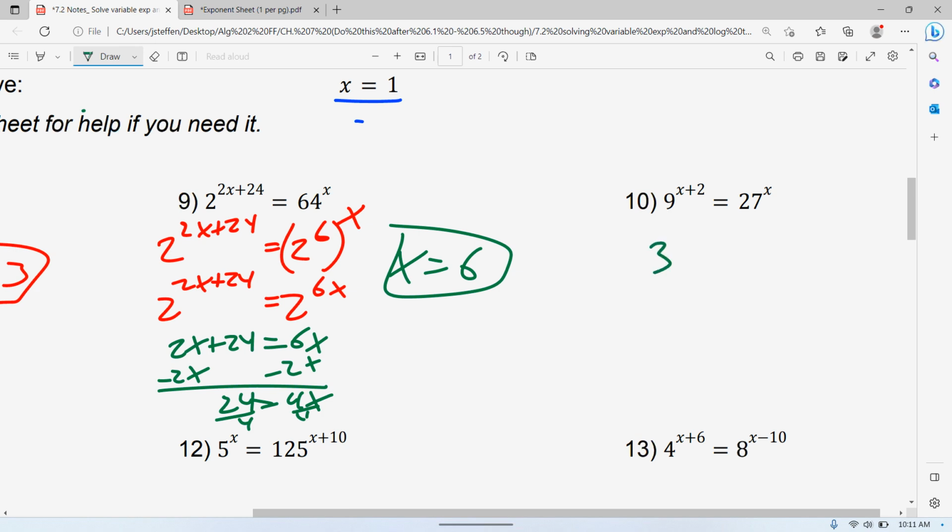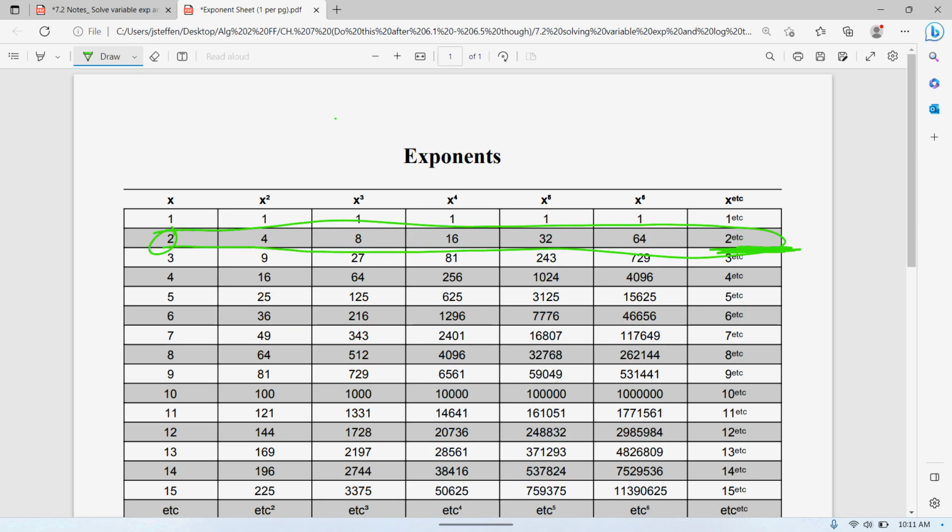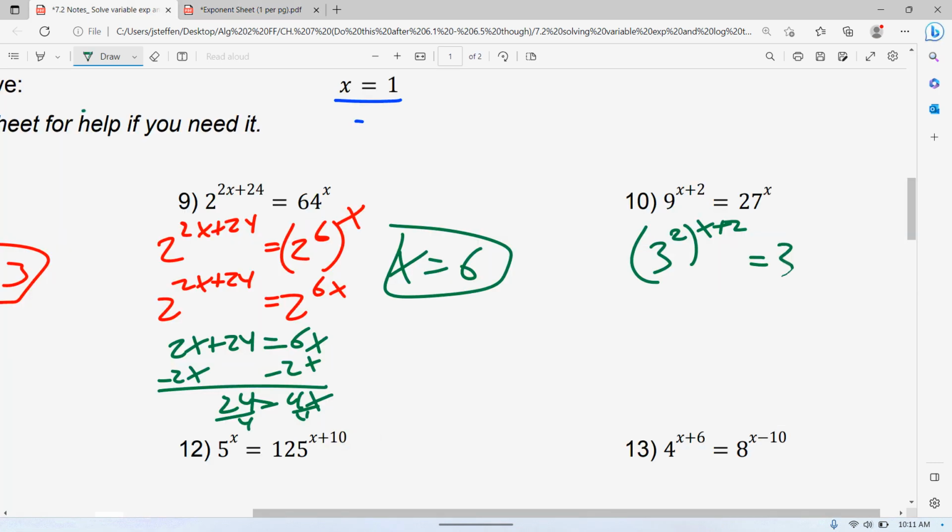It's 3 squared. There's the x plus 2. Can I make the 27 into 3 raised to something? Well, yeah, 3 raised to the 3rd is 27. Now that does work out. So now we should be good. 27 is 3 raised to the 3rd.